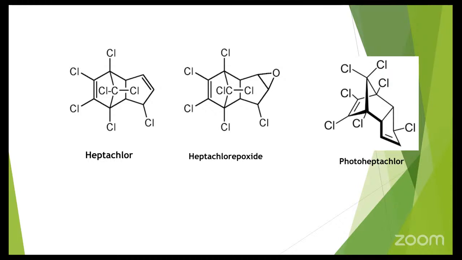Heptachlor was used for the control of soil insects like wireworms, cutworms, and grubs. Epoxidation easily takes place in the treated animals and in soil. And in UV and sunlight, heptachlor is converted to photoheptachlor. And here you can see the chemical structures of heptachlor, heptachlor epoxide, and photoheptachlor.